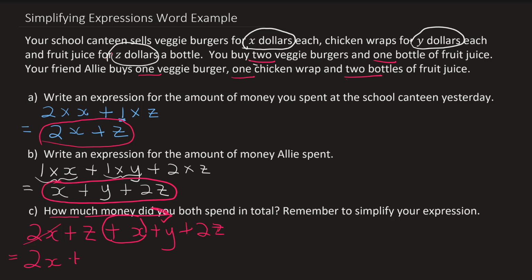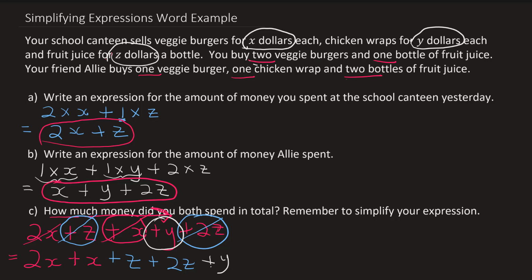It's this one, plus x, and strike it through. Check if there are any more x's, and there are none. Then I'm going to write the next term down, which is this one, plus z. Strike it through. Move along. Find the next like term. It is this one, plus 2z. Strike it through. And then finally come to the next term, which is this one here. And I'll write it down, plus y. And there are no like terms for that term.